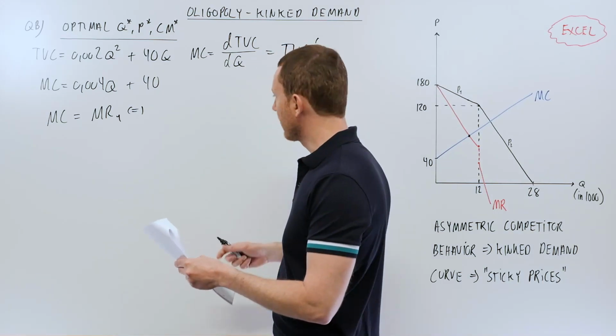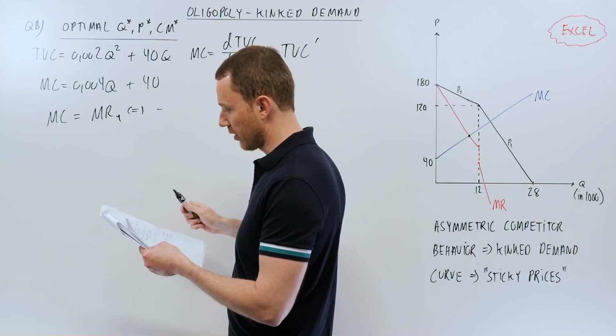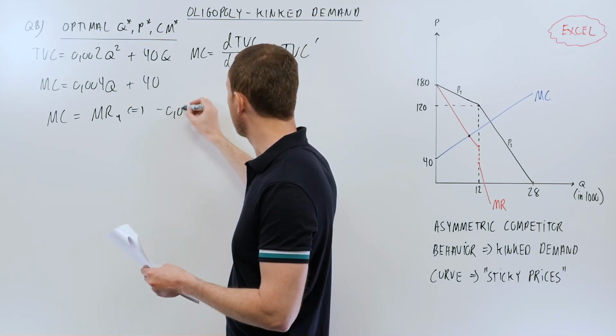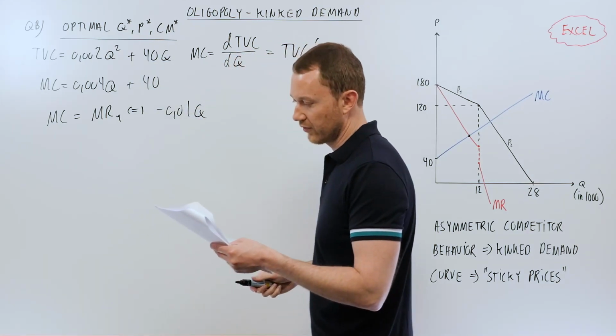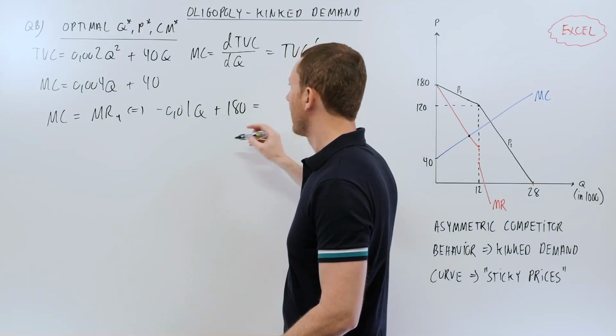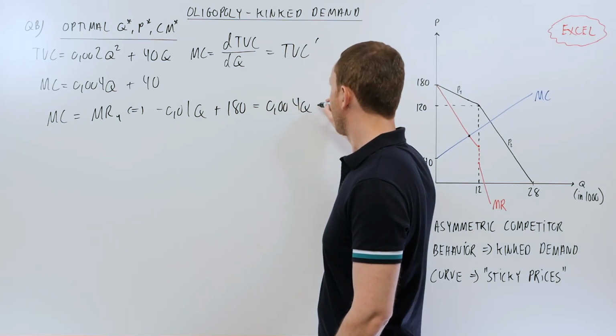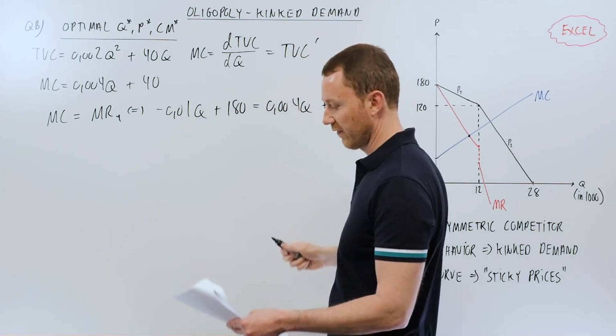So if we do that, the marginal revenue in that interval was minus 0.01Q plus 180. I'm putting that equal to 0.004Q plus 40.